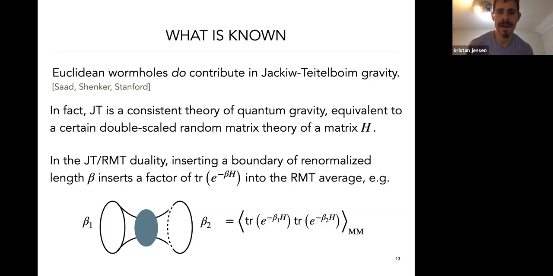So for instance, the problem that I talked about a little bit before with two boundaries of lengths beta 1 and beta 2 would correspond to a two-point function in the dual matrix integral of trace e to the minus beta H's. So this is one example where the Euclidean wormholes, if you will, are stable, they contribute, and they're vital. In this case, the most basic wormhole, the thing with two boundaries, is telling us about the fluctuation statistics of the dual matrix model, which is a very basic observable in random matrix theory.